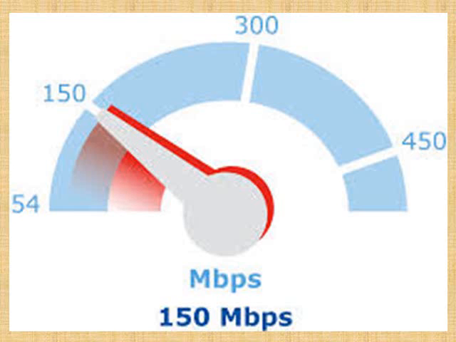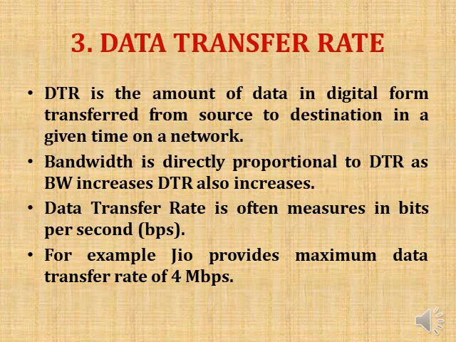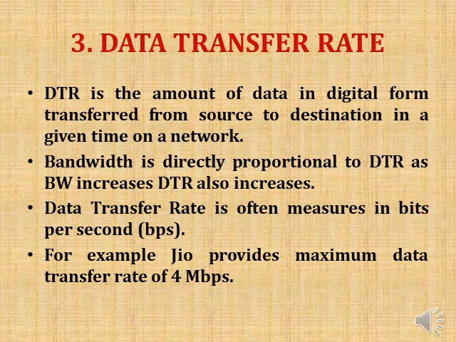Data transfer rate is the rate or speed at which data is transmitted. As discussed in the pipe example, the greater the bandwidth, the greater will be the data transfer rate. Technically, DTR is the amount of data in digital form transferred from source to destination in a given time on a network. Data transfer rate is often measured in bits per second, BPS. For example, Jio provides a maximum data transfer rate of 4 megabits per second.